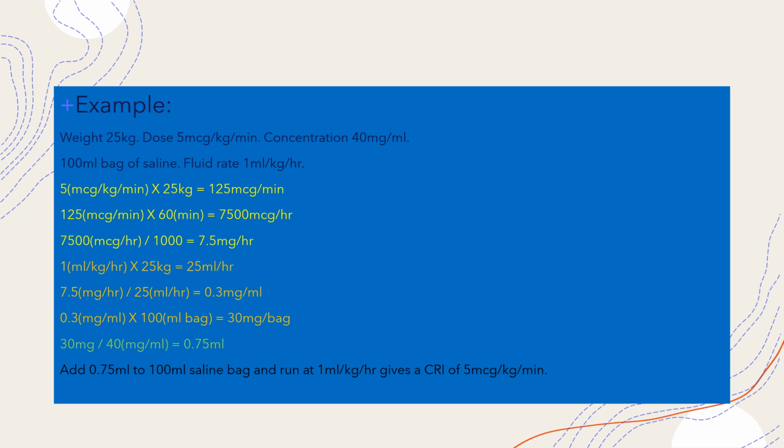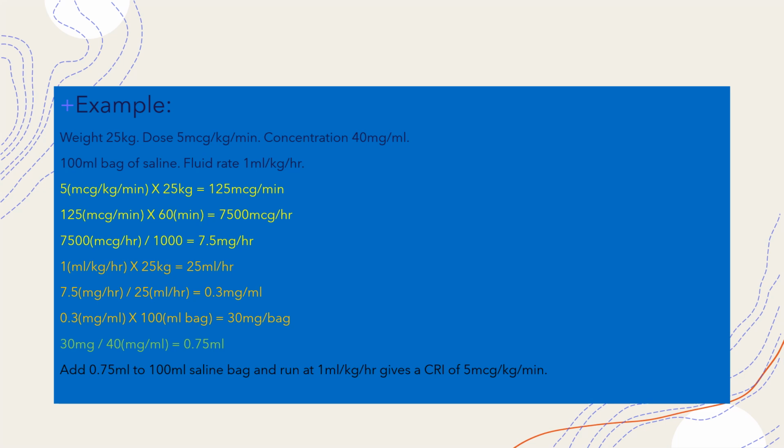So then for our fluid rate, we want 1 ml per kilo per hour times 25 kilos, so we want that running at 25 ml per hour. And we would divide our milligrams per hour, which is 7.5, by 25. So that would give us 0.3 milligrams per ml. We would then times that by the bag volume, which is 100 ml. So in the bag, we want 30 milligrams per 100 ml bag of saline.